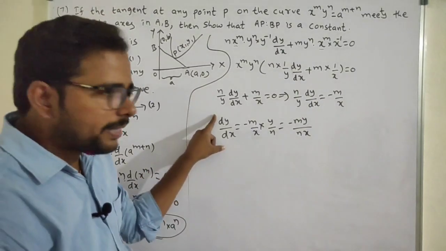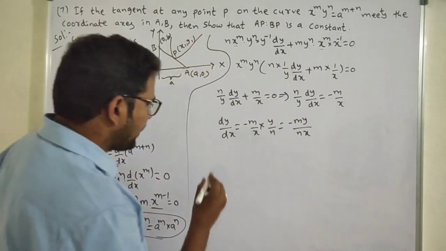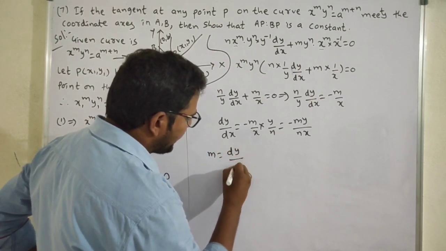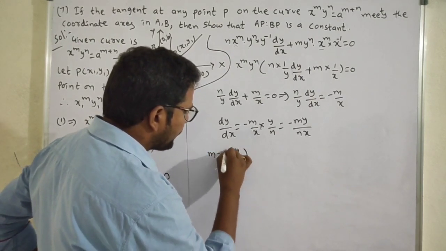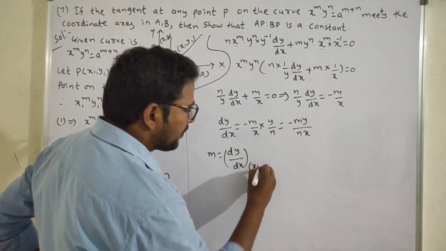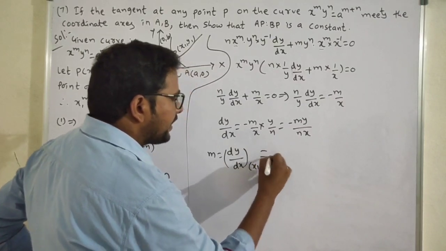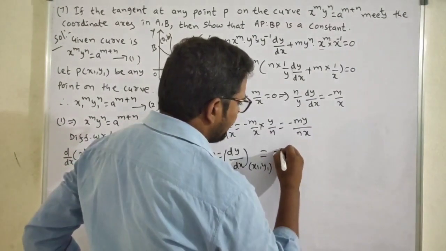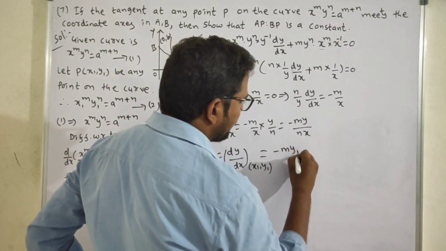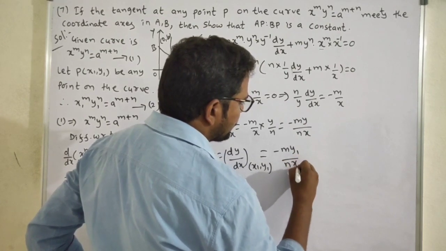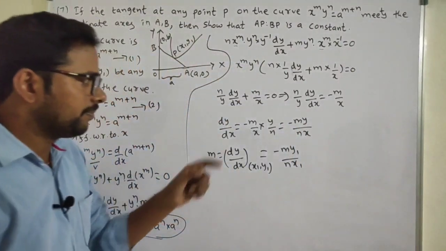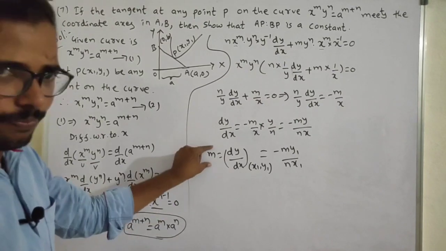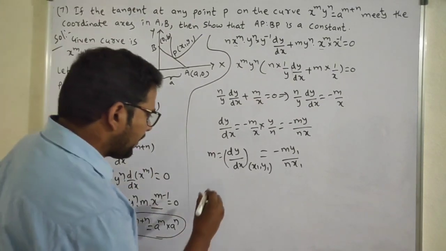Now we find the slope at the point x1, y1. So write m is equal to dy by dx, slope found at the given point. What is the point? x1, y1. Take x equal to x1 here, y equal to y1. So substitute: m is equal to minus m y1 by n x1. This is the slope. m is the slope of the tangent.